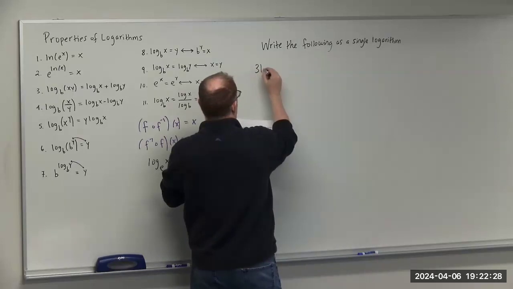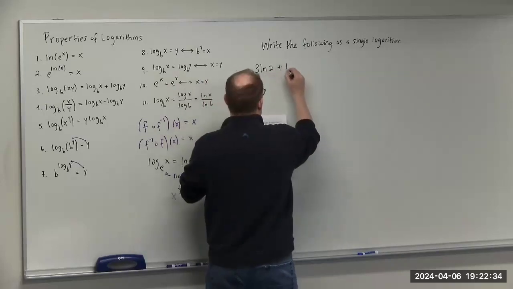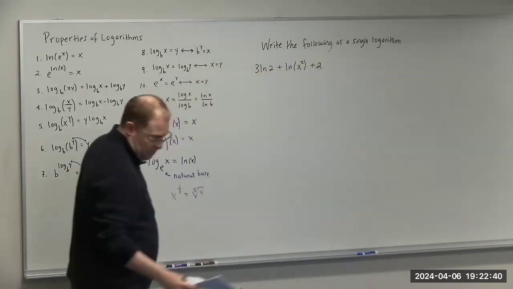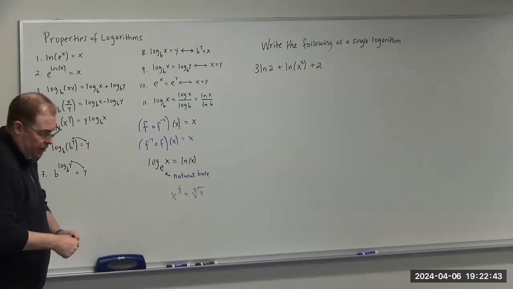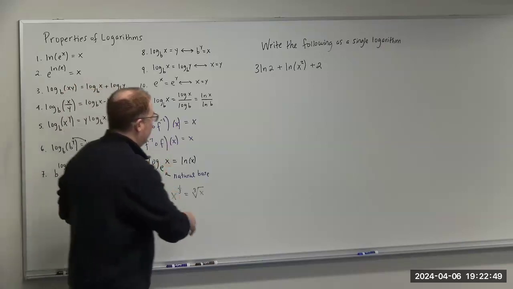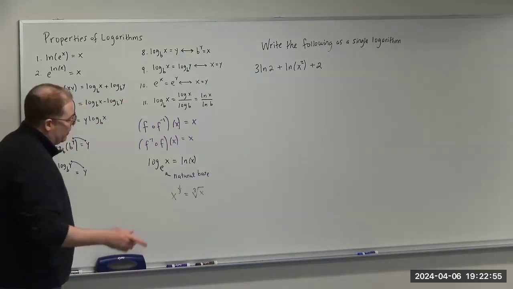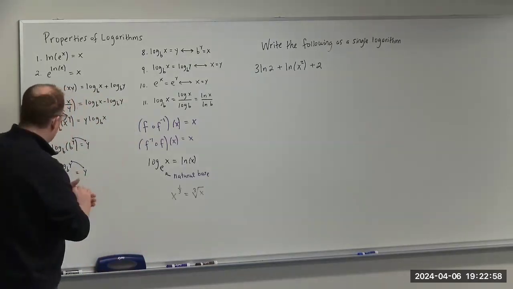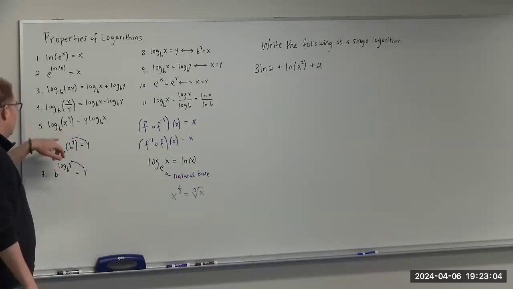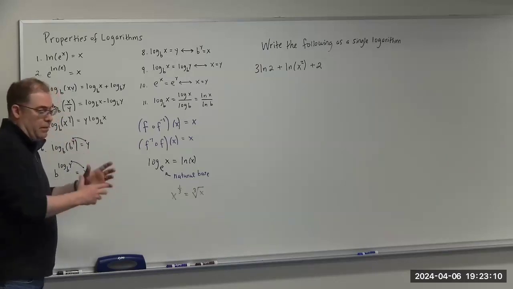Okay, let's say we have 3 times natural log 2 plus natural log of x squared plus 2. So this time we want to consolidate everything under one natural log. We have the expanded form and we want to condense this. Remember what I said in the previous example, that the last step we did was take care of the coefficient. Basically what we're going to do now is reverse that process.